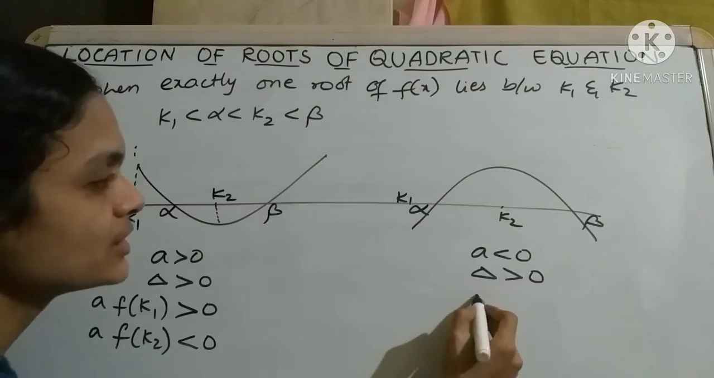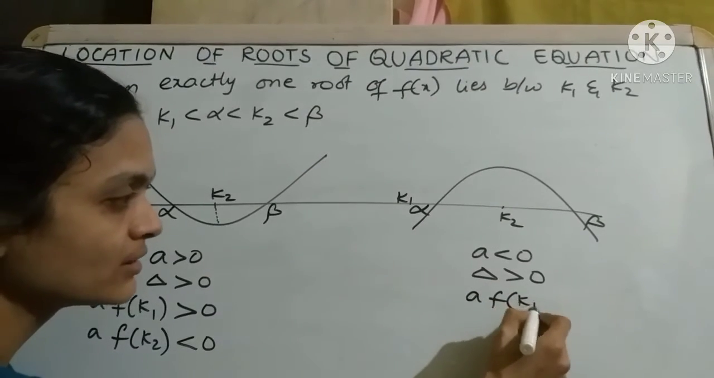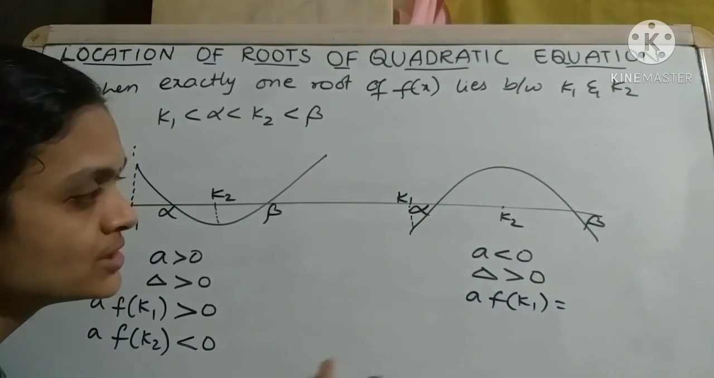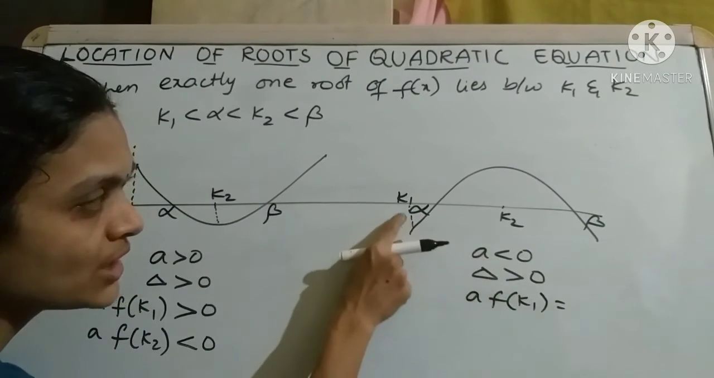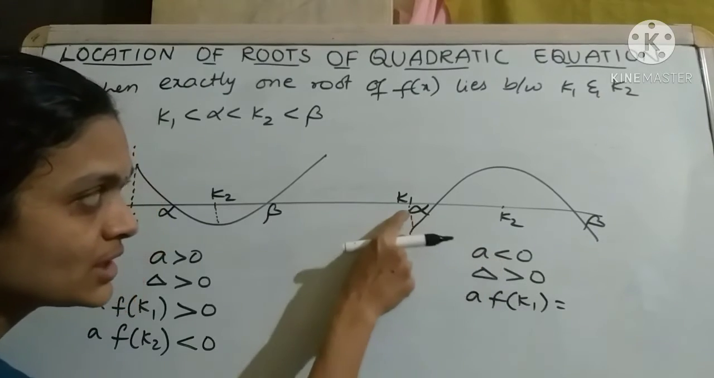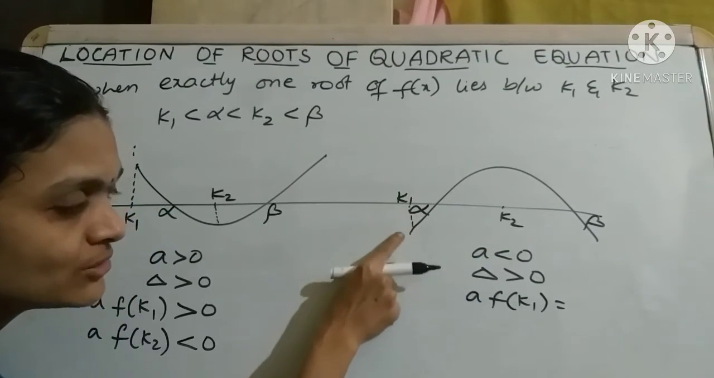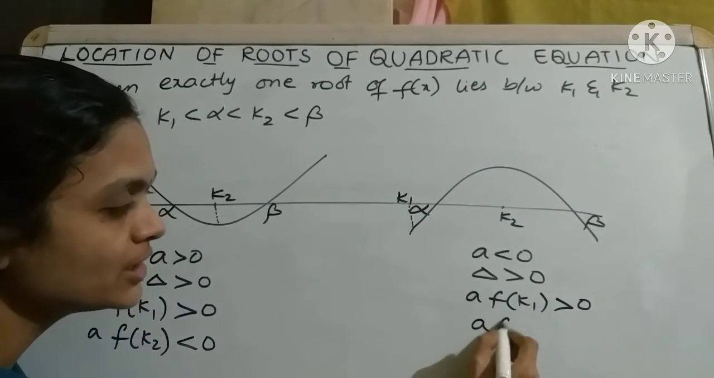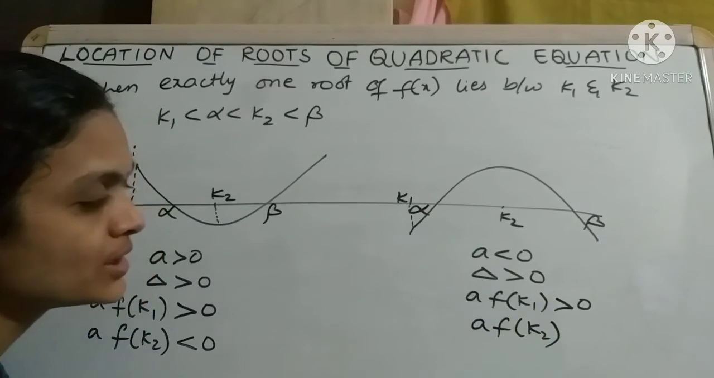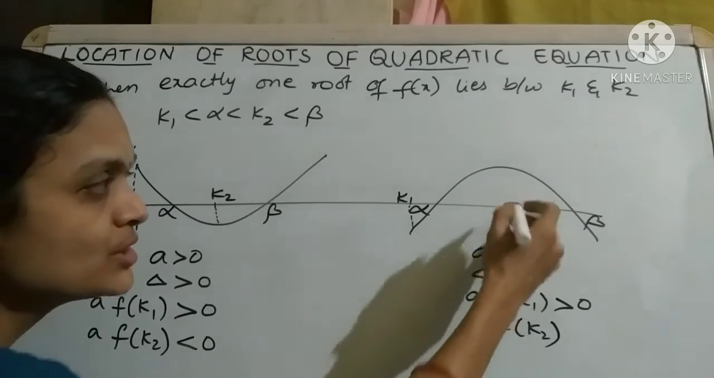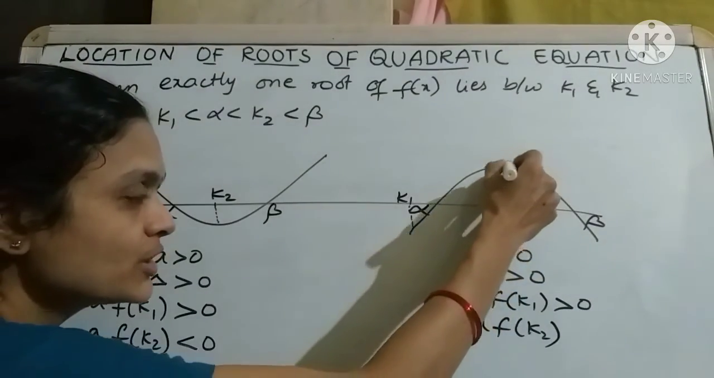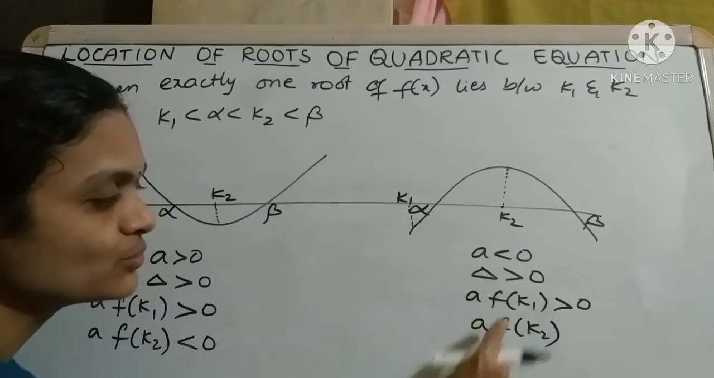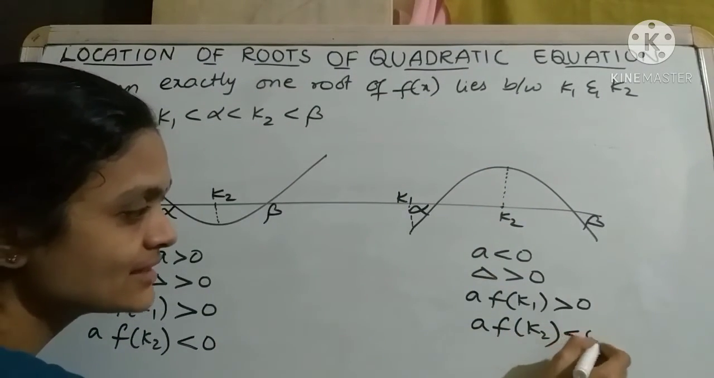And then a into f of k1, k1 touches the parabola at downward position. So a greater than 0, a less than 0, k1 also less than 0, negative, no? So less than into less than, greater than 0. Then a into f of k2. a less than 0, k2 means this point touches the parabola at positive direction, that is positive, and this is negative. Positive into negative is less than 0.